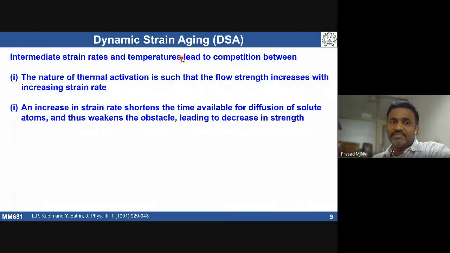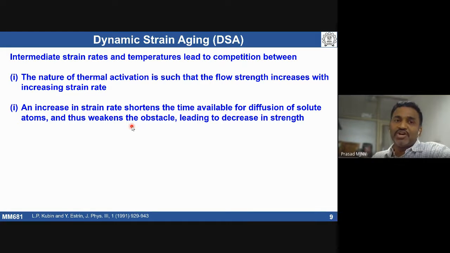Yes, sir. Because the statement is here clearly: the nature of thermal activity is such that flow strength increases with increasing strain rate. And increasing strain rate shortens the time available for diffusion of solute atoms, thus weakening the obstacle, leading to decreasing strength. In this form, we're talking in terms of strain rate. If you talk in terms of temperature, with increasing temperature, thermal activation, what happens? We see flow stress decreasing with increasing temperature. And we are giving enough temperature, so diffusion can take place very easily, leading to more and more interaction.